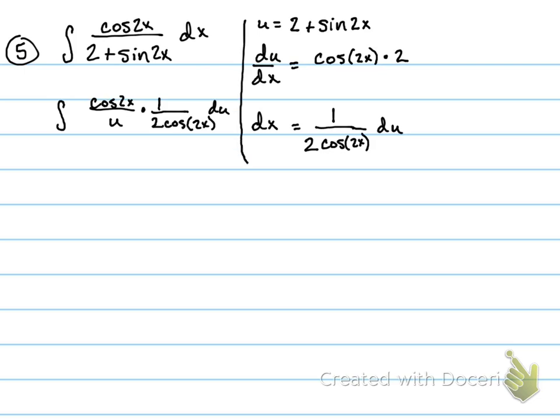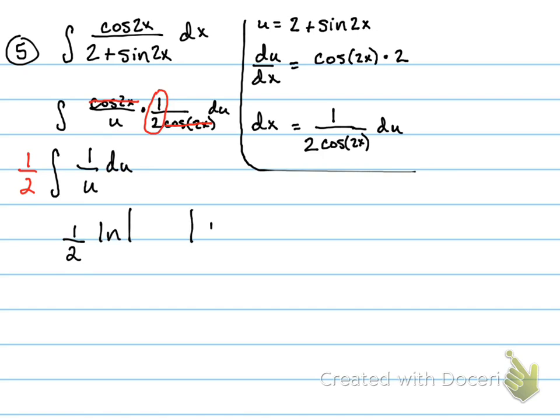Okay, so, oh man, that's awesome. We did get something to cancel. It's exactly what I wanted. The cosine of 2x cancels with the cosine of 2x. I can take this 1 over 2 and bring it out front of my integral. All right, we have 1/2 times 1 over u du. Look how nice and easy this turns out to be. All right, this is 1/2 ln of u plus c, and our u is just 2 plus sine of 2x. Great problem right there.